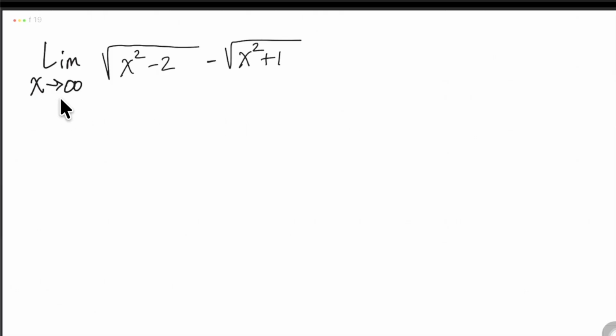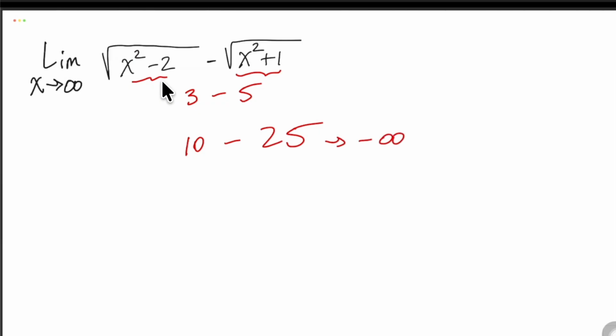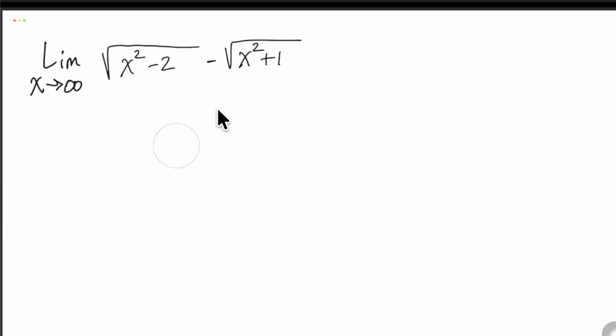With this one, we're going to infinity. We have 2 radicals. Now, you could argue that this one is always going to be bigger than this one. So we're always going to have small minus big, and that we're going to head to negative infinity. But unfortunately, you can't do that. You have to consider infinity minus infinity as indeterminate, and you have to move forward.